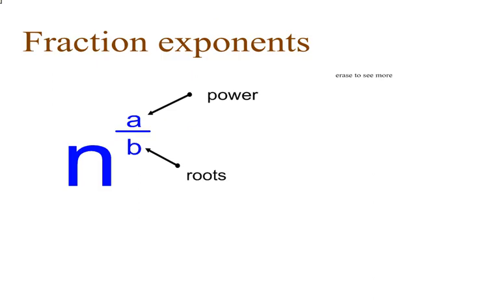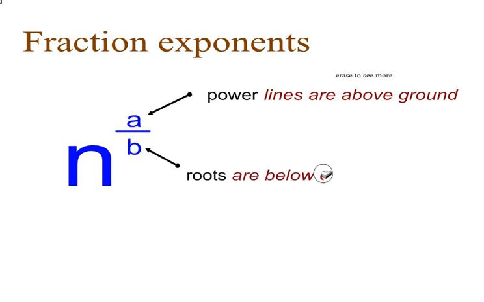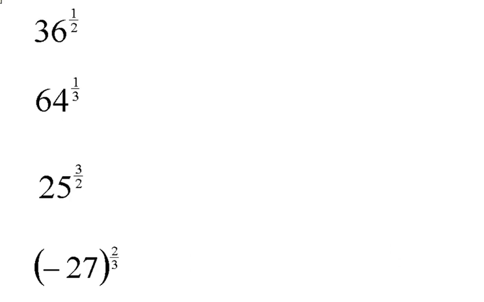All right, the next type of power exponent that we want to keep straight are fractional exponents. And the rule of thumb we're going to use on these is to remember that on top we have the power, and the way I'd like to remember this is power lines are above ground, and below we have the roots because generally speaking, roots are below ground. So if you have trouble remembering which is which, just remember the power lines are generally above ground and roots are below ground. So let's try this out.